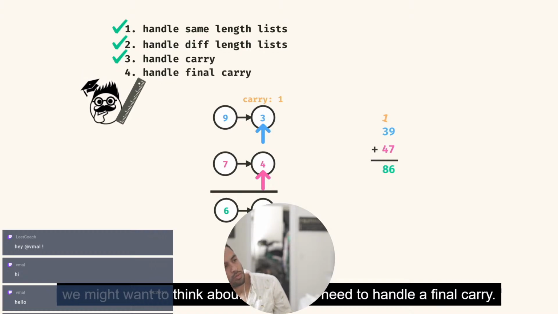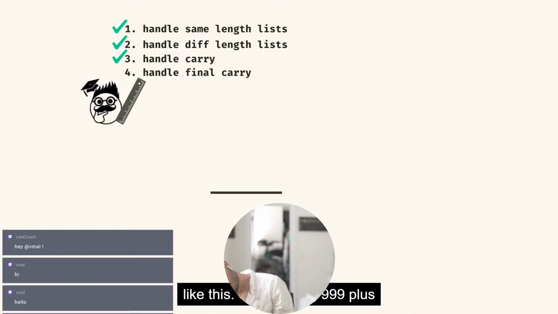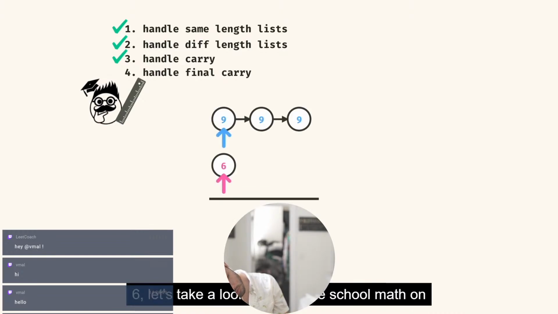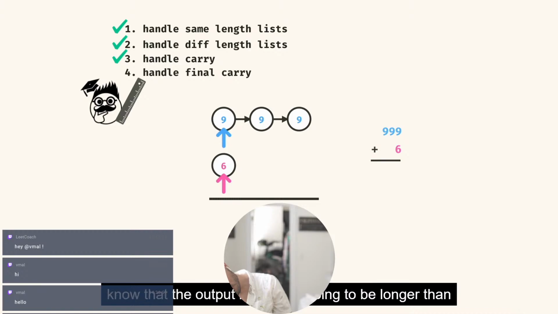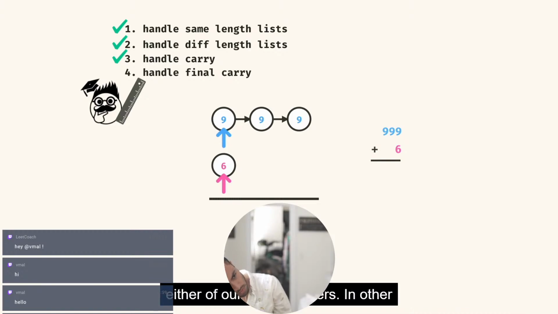What if we need to handle a final carry? What does that mean? So let's take a look at an example like this. So I'm doing 999 plus 6. Let's also take a look at the grade school math on the right-hand side. This is an important scenario to consider because we know that the output is actually going to be longer than either of our input numbers.